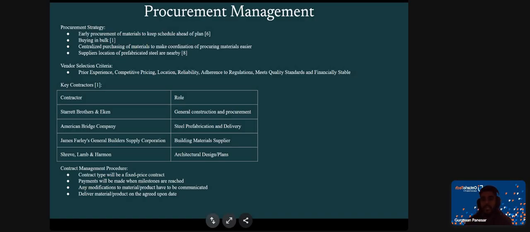The contract management procedure included the contract type, which was a fixed price contract. Payments would be made when milestones are reached. Any modification to material or product had to be communicated, and material or product had to be delivered on the agreed upon date.